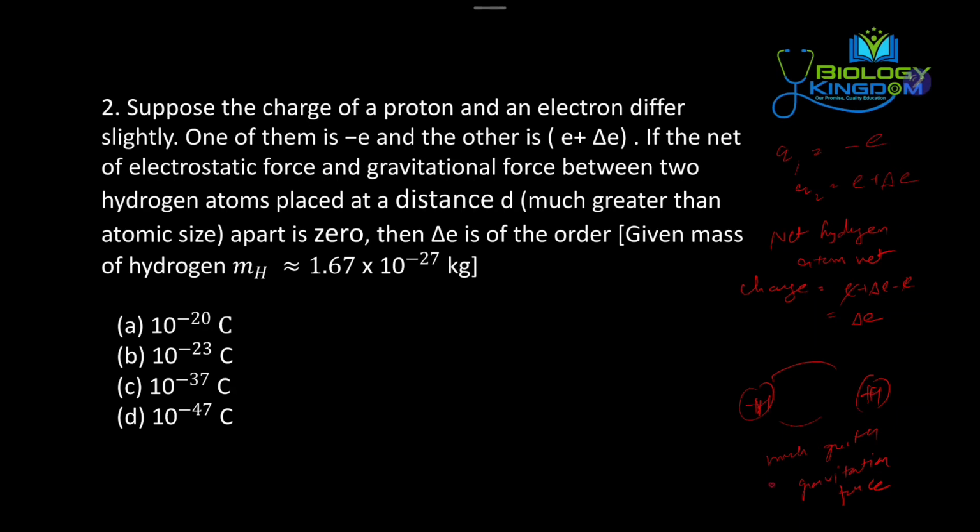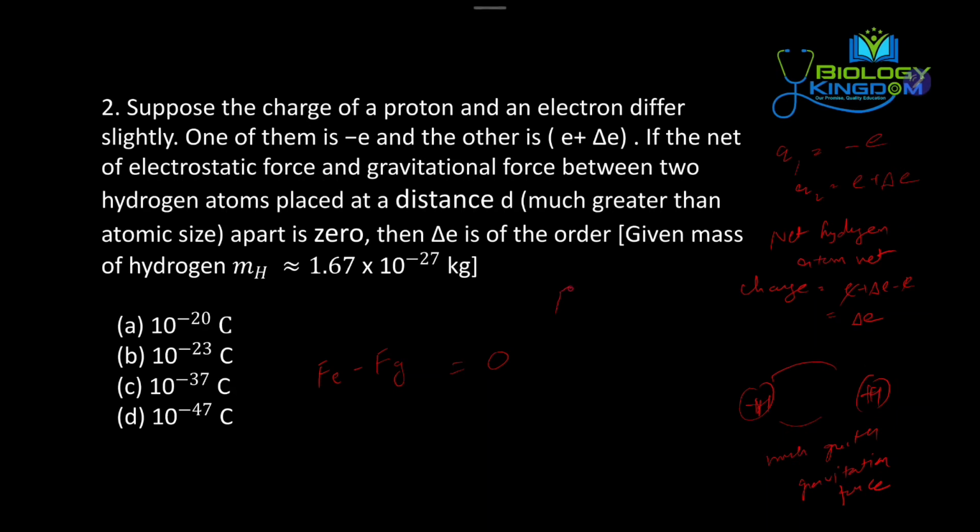So the electrostatic force is much greater than the gravitational force. So what will happen here? It is given that the net force is 0, so the sum of these forces must be 0. So if we take the net, the electrostatic force minus the gravitational force will be 0.